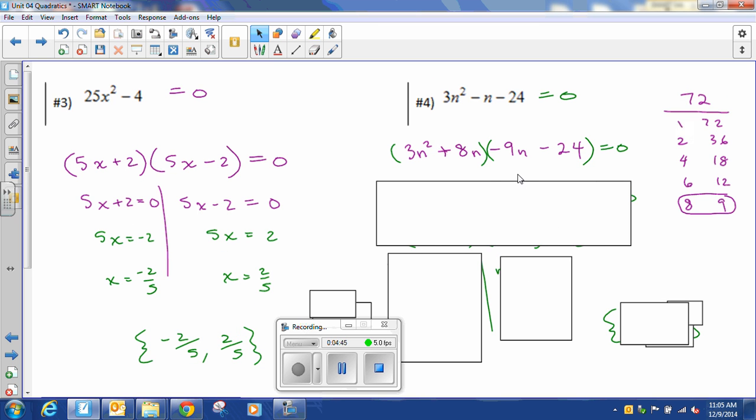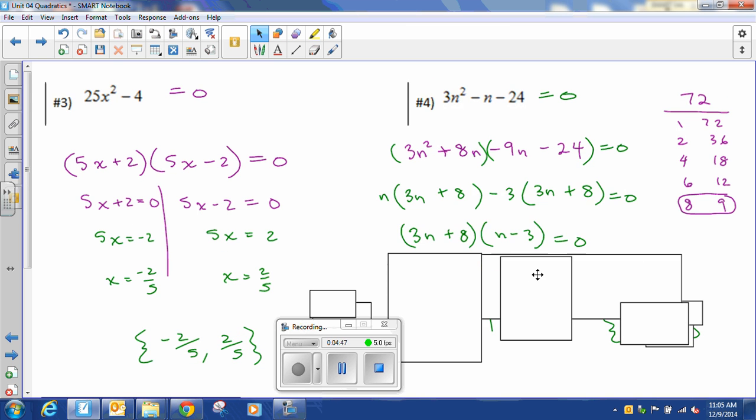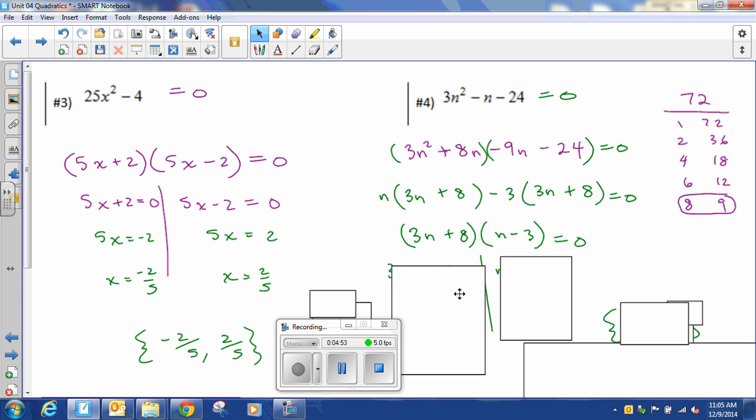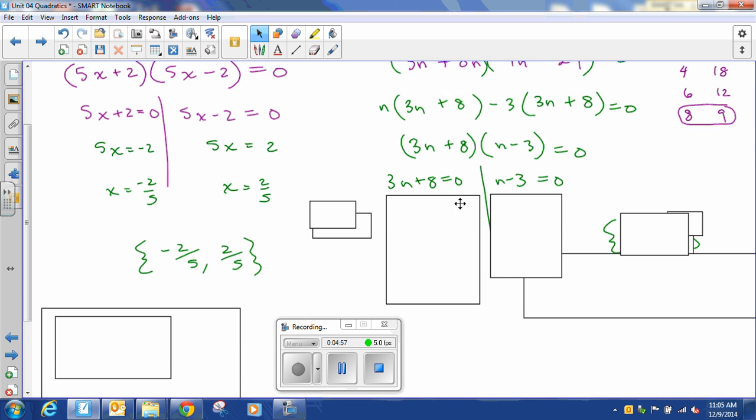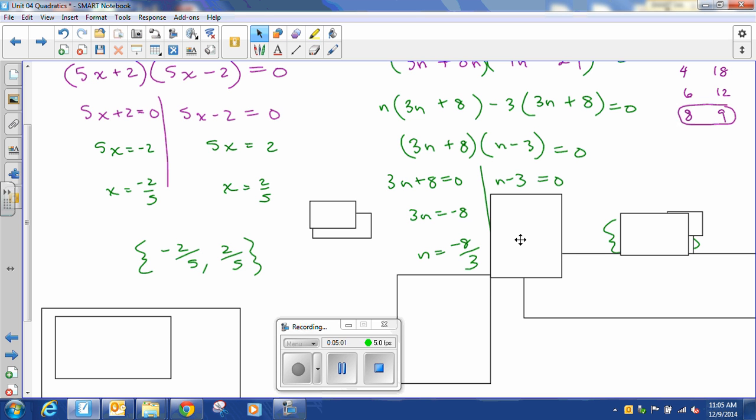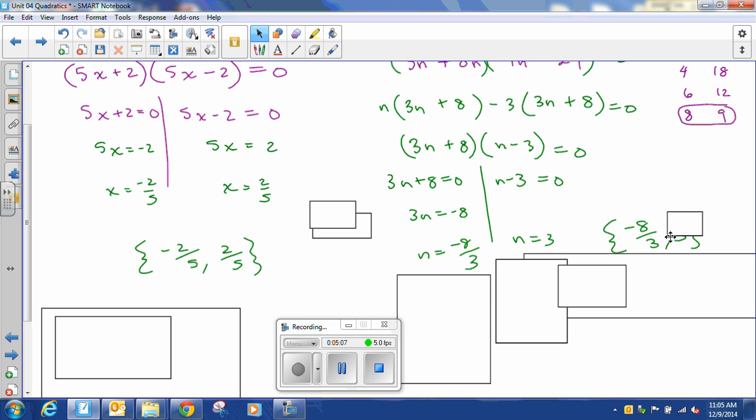Number 4, this was our factoring by grouping and splitting the middle term. So we have 3n plus 8 equals 0, and n minus 3 equals 0. Subtract 8, divide by 3, n equals -8/3. Add 3 on this side, n equals 3, and our solution set is -8/3, 3.